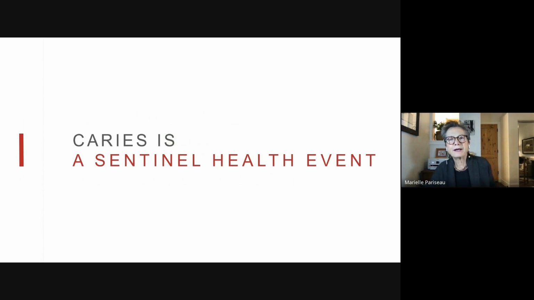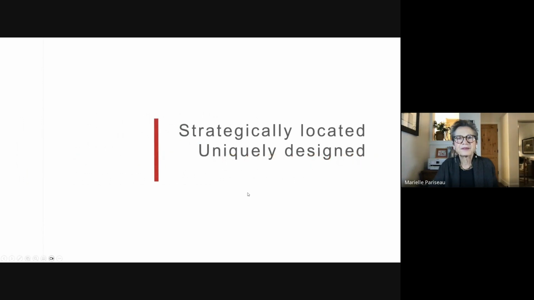So here are my arguments. Let's begin with teeth. They are strategically located at the entrance of the digestive tract that nourishes or malnourishes the whole body. So teeth are very much like sentinels in yesteryears, positioned along towers, along a wall of a fortified city or a castle. Uniquely designed.